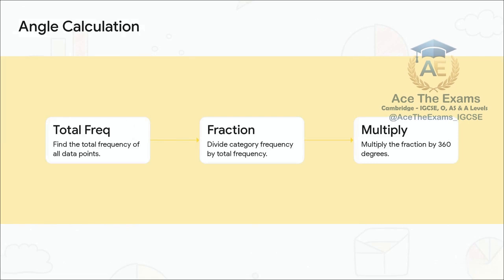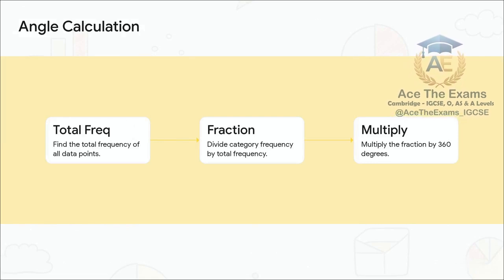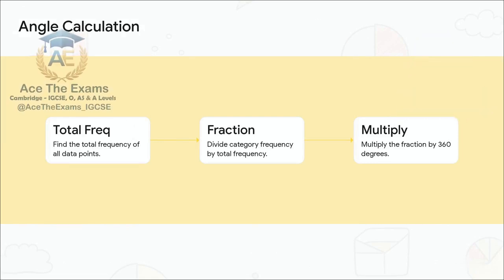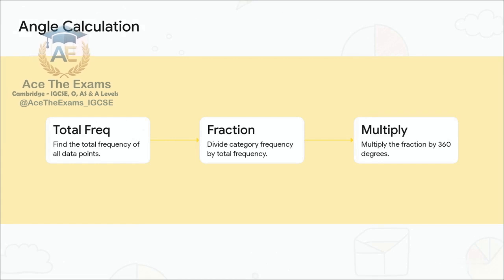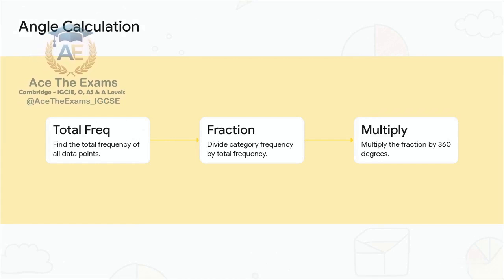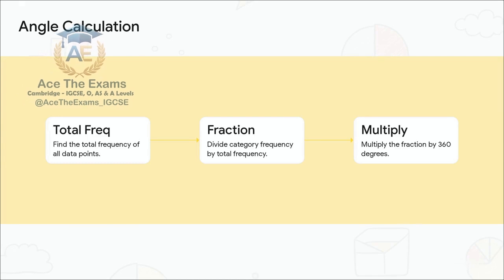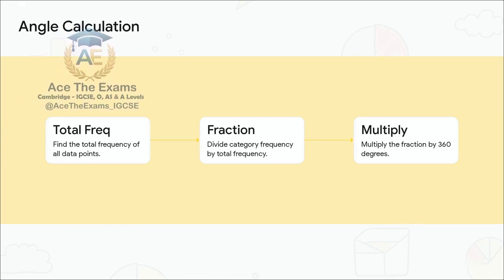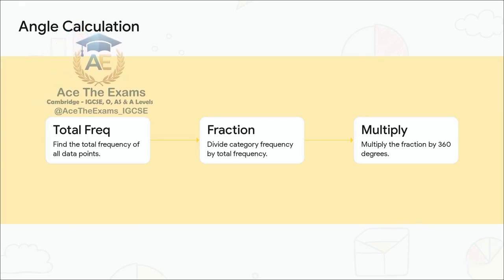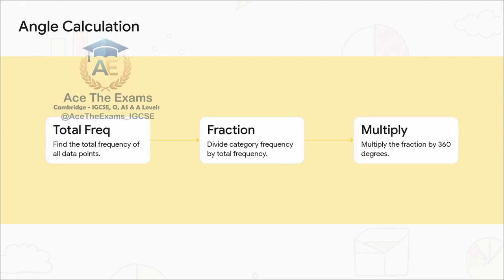And here is the exact step-by-step mathematical formula you need to commit to memory right now. Step 1, identify your total frequency. Step 2, take the frequency of the specific category you are calculating and divide it by that total. This turns it into a fraction. Step 3, multiply that fraction by 360 degrees.